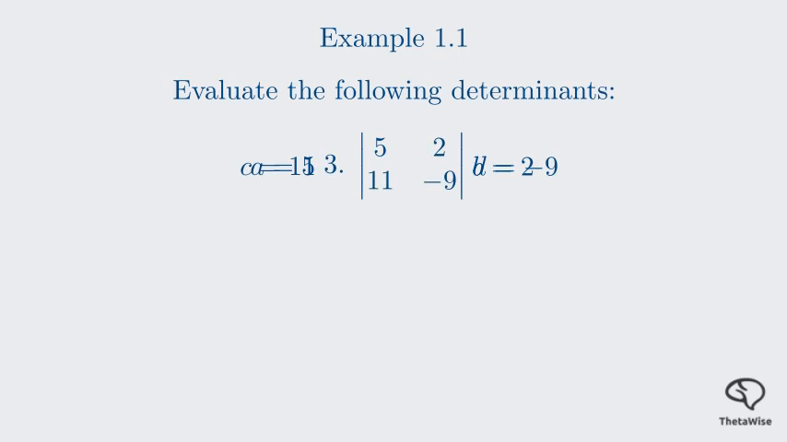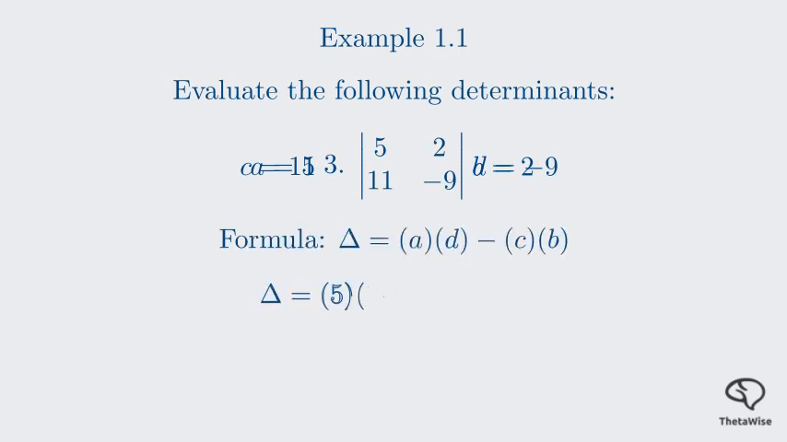The principal diagonal product is 5 times negative 9. The secondary diagonal product is 11 times 2. So our setup is delta equals 5 times negative 9 minus the quantity 11 times 2. Let's perform the multiplications. 5 times negative 9 is negative 45, and 11 times 2 is 22. This simplifies our expression to delta equals negative 45 minus 22.